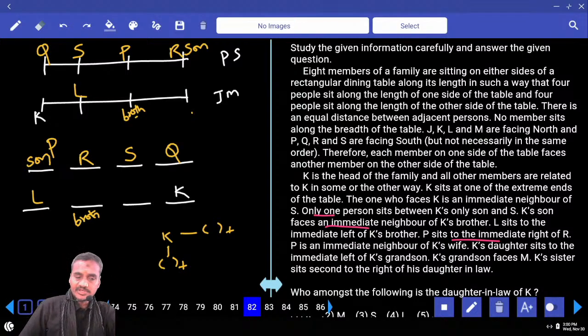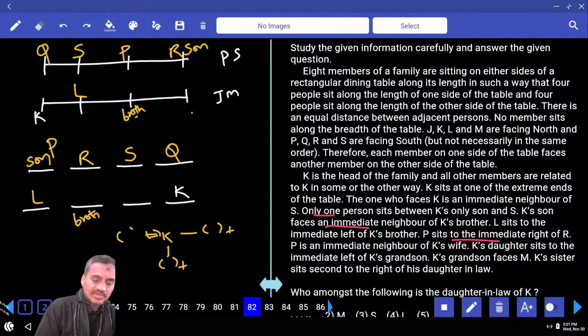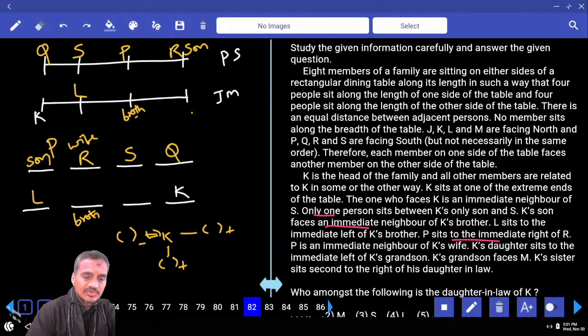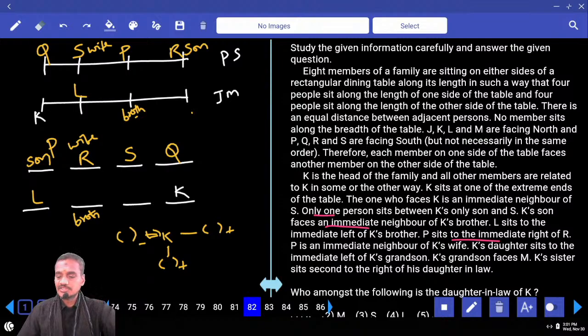And P sits to the immediate right of R, and P is an immediate neighbor of K's wife. Now this P is an immediate neighbor of whom? K's wife. Now K is having a wife, and P is an immediate neighbor of K's wife. Tell me, where does K's wife go? In the first case, Y is the wife. In the second case, R is the wife.